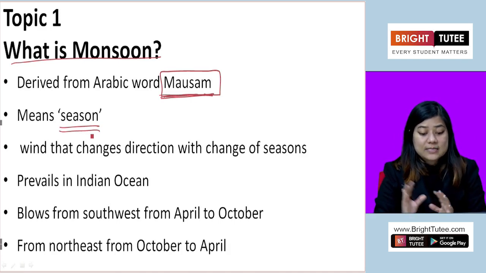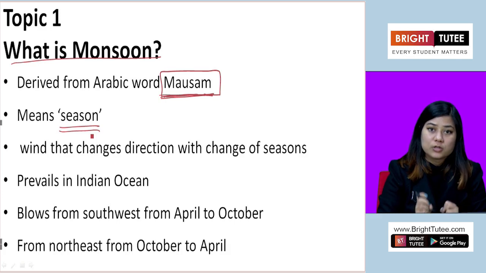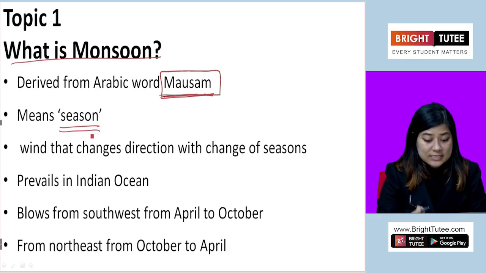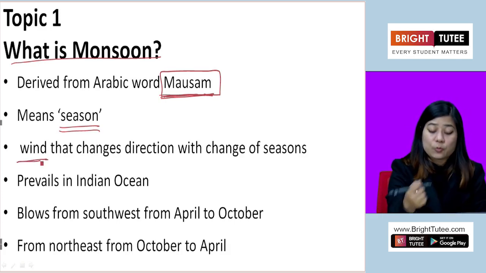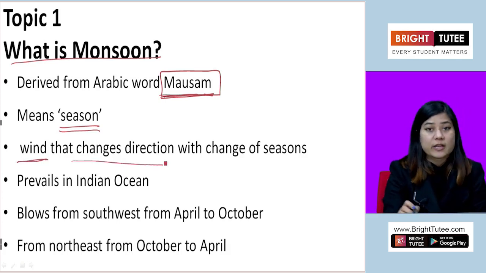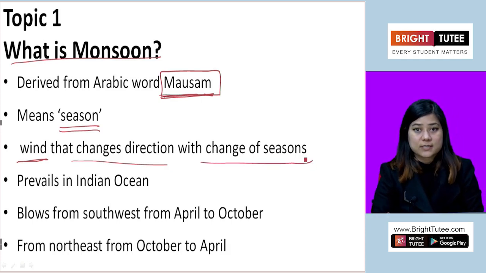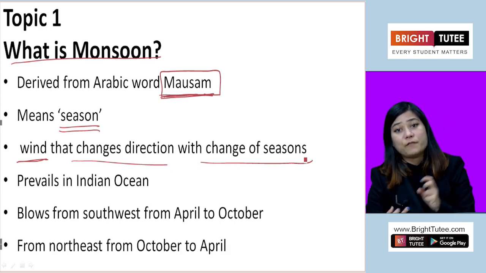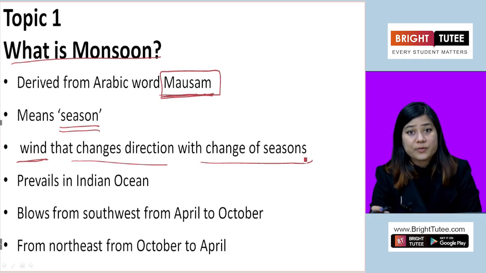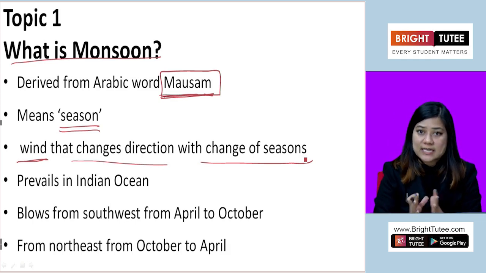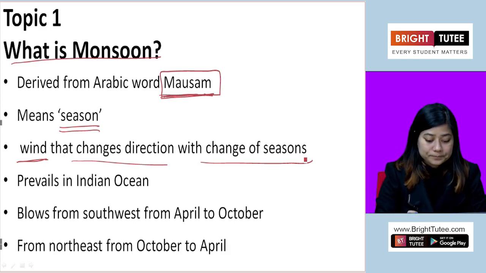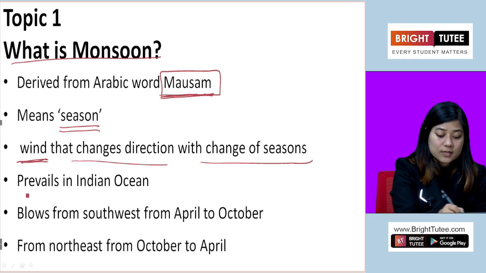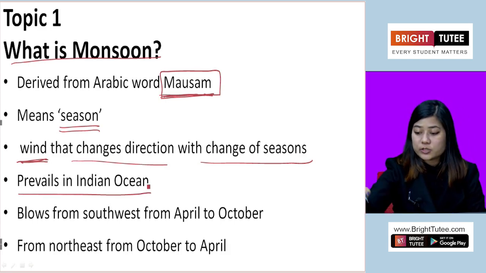So mausam is the Arabic word from where monsoon comes, and it basically means season. Like I said, monsoon is basically wind. It is the wind which changes direction with the change of seasons. So according to the season, it changes its direction, and that affects the temperature and precipitation of that area, and thereby affects the climate. Now this wind prevails mostly in the Indian Ocean.